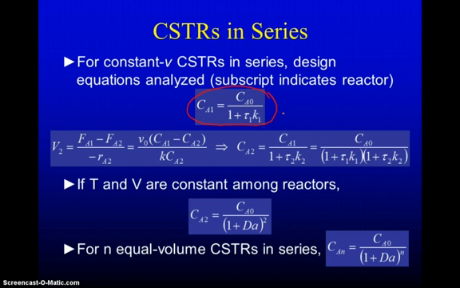And in general, the volumes of the reactors don't have to be equal, and the temperatures don't have to be equal. So tau and K can be different from reactor to reactor. So in that general case, we would need to begin with a design equation again.